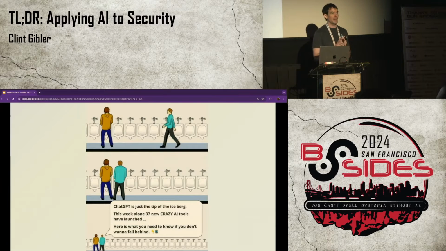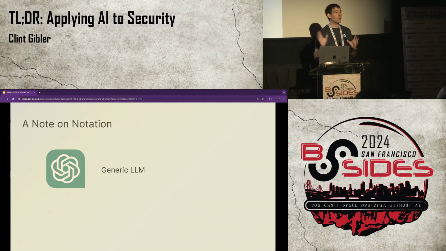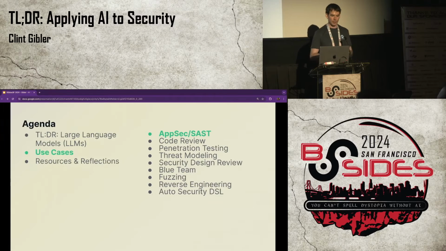Okay, so that was a brief primer. So now, inevitably, when someone comes up to you in the restroom and asks you something like this, you'll be able to speak confidently. And of course, this is going to be literally every RSA bathroom. Okay, so quick note on notation. Just to keep things simple, I'm going to use the OpenAI logo, but I really just mean generic LLM, just because I wanted to keep things simple and not switch logos all the time on you.